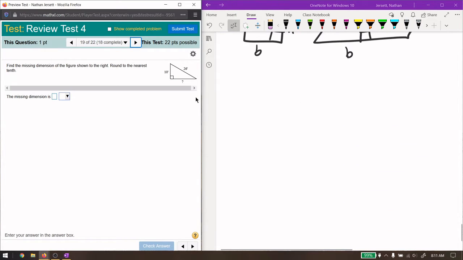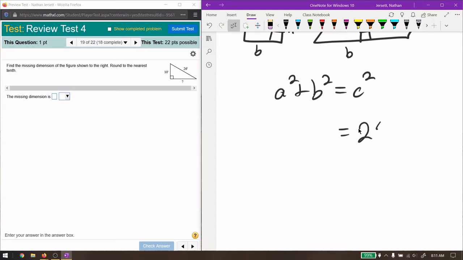The missing dimension, this is a right angle, which means we can use Pythagorean theorem. So a squared plus b squared equals c squared. The most important thing to note here is that c is the hypotenuse, meaning it's 26. The angle opposite the right angle here is always the hypotenuse. The other two legs, it doesn't matter which one's a and which one's b. Just choose one. You'll get the same thing both ways.